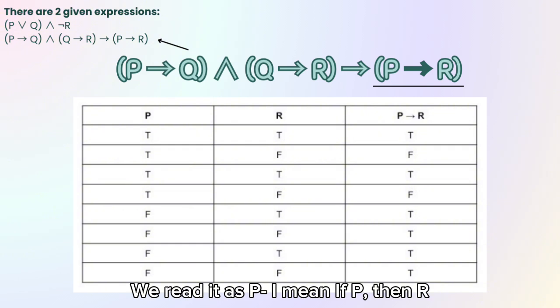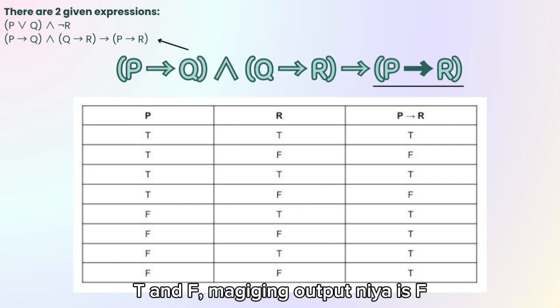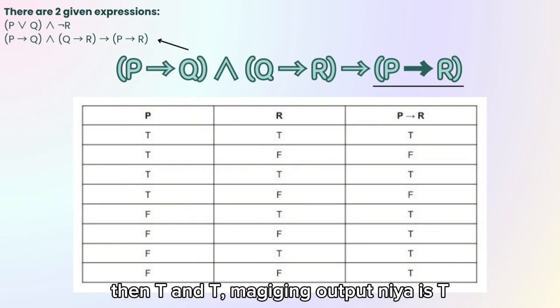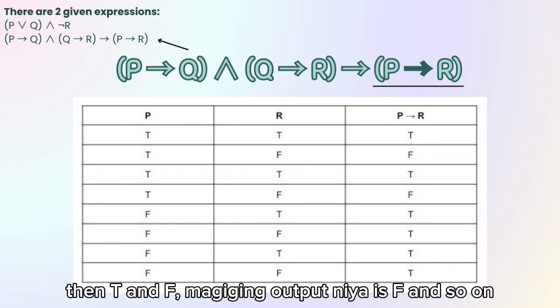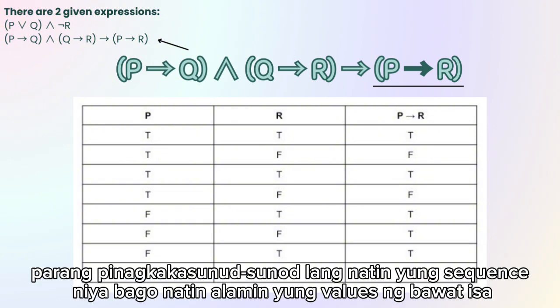If P, then R. So, T and T, magiging output niya is T. T and F, magiging output niya is F. Then, T and T, magiging output niya is T. Then, T and F, magiging output niya is F. And so on. Bale, same lang siya sa mga naunang parenthesis. Parang pinagkakasunod-sunod lang natin yung sequence niya bago alamin yung values ng bawat isa.